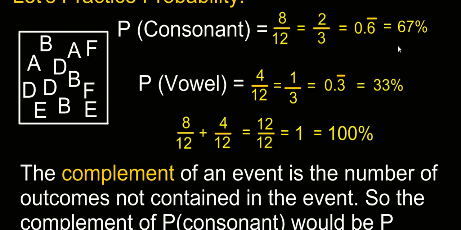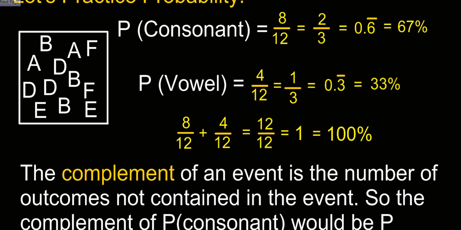Now, you may have noticed that 67% plus 33% actually equals 100%. So that's another way you can find the complement. If you know that the consonant is 67%, we could take 100% over here and subtract 67 to get the complement, 33%.